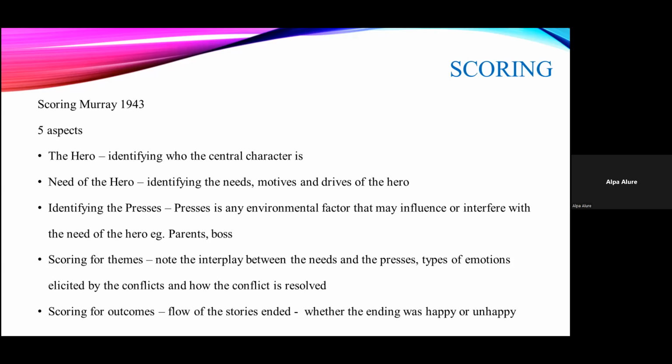So what is the interplay? The various emotions that are there in the story, or what are the conflicts that are there, whether there are any conflicts, and if the conflicts have been resolved, if there are any defense mechanisms that are being used. All of this one can do the scoring for, and what is the outcome, what is the end of the story, whether the ending was a happy ending or an unhappy ending.